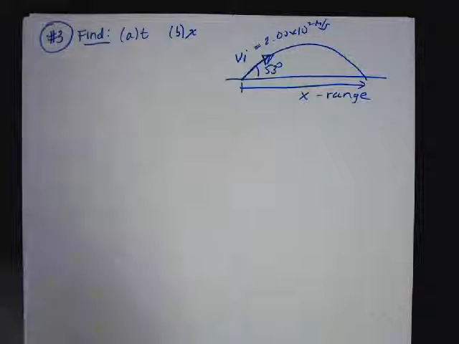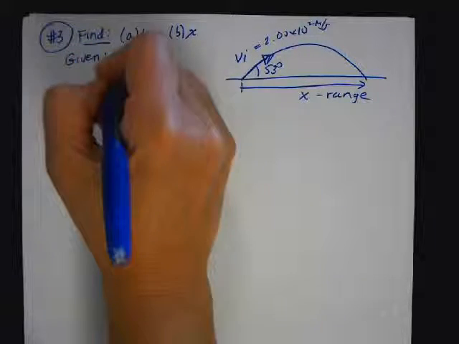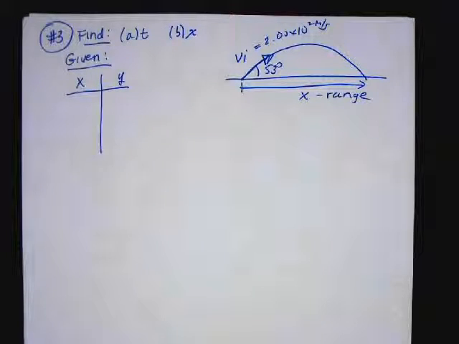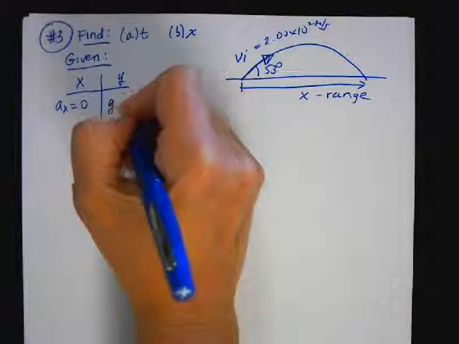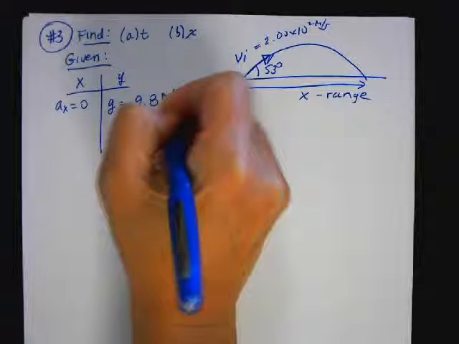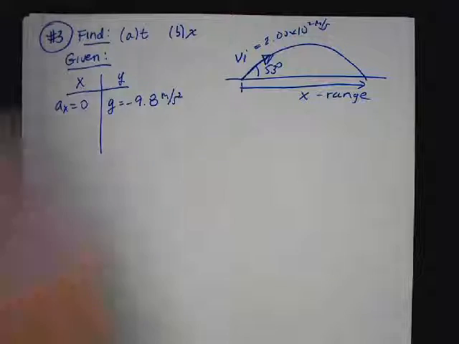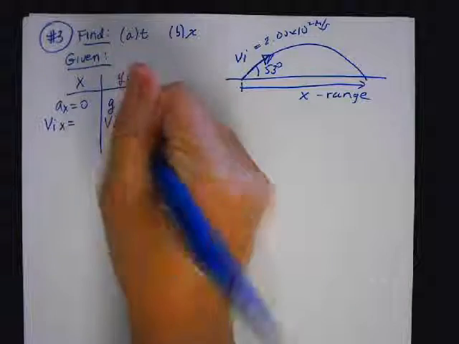So I'm going to first write my given, and I'm always going to do x and y given. So the first thing I'm going to do on every projectile motion problem is I'm going to write ax is 0 and g is equal to negative 9.8 meters per second squared. Always, always, always. The next step is I'm going to take my initial velocity and break it up into its horizontal and vertical components if it's not given. So VIX and VIY. So now I have to find that.